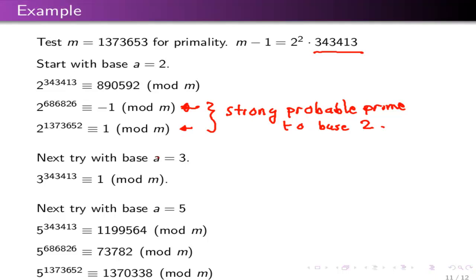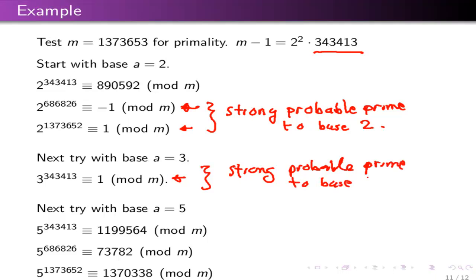Next we go on to base 3. I do 3 to this power. It came out to be a plus 1 mod m. And then you don't even need to go beyond that, because when you square it, you'll still get a plus 1. And so it is behaving like a prime again. Strong probable prime to base 3.